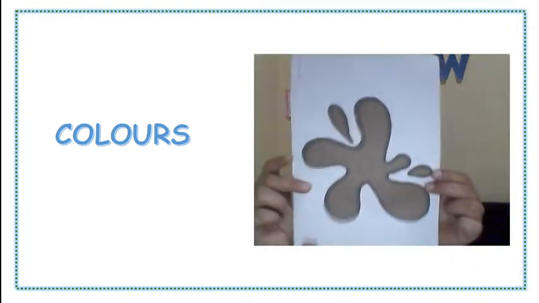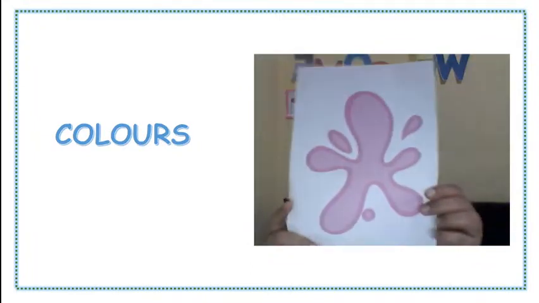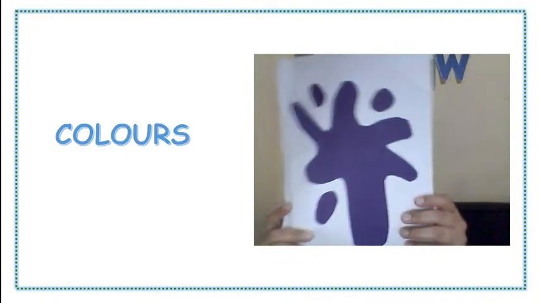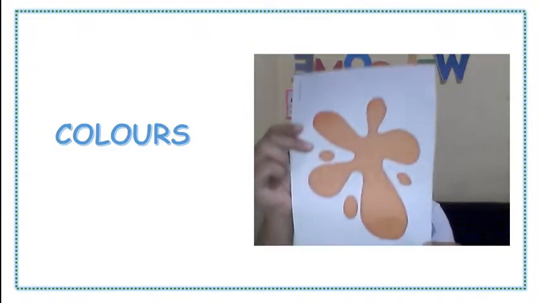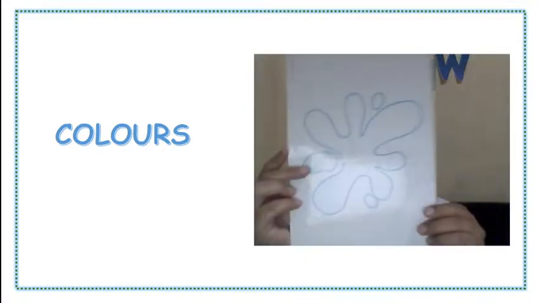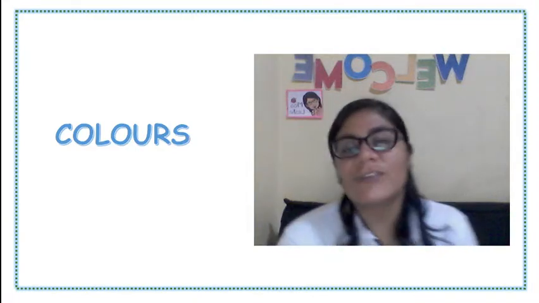This is the color, remember? Color brown, very good. This is the color, remember this color? Pink, very good. This is the color, remember? Color purple, excellent. Remember my color, what color is it? Orange, yes. This color? This is the color black, very good. And I have here my color white. Very good class. Excellent. Claps for all of you.